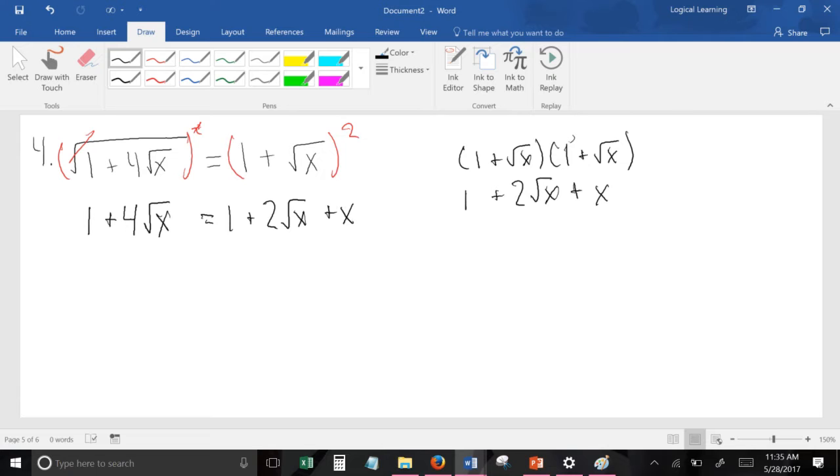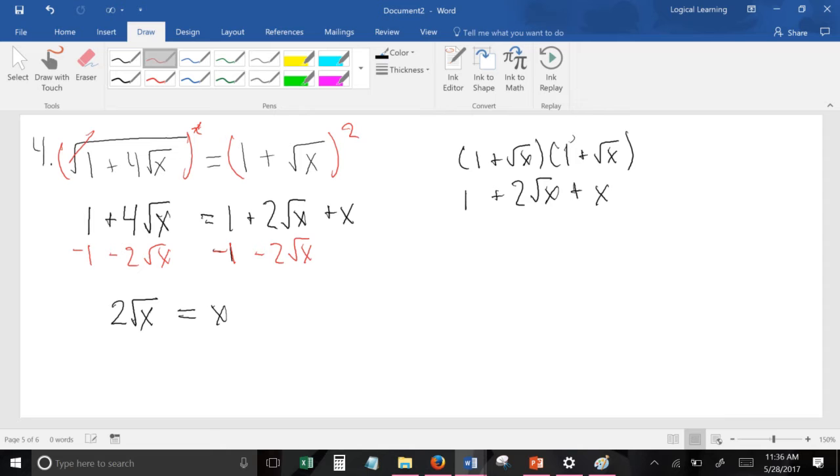Now we can see if we subtract 1 from both sides, that our 1's are going to cancel out. And then if we subtract 2 root x from each side, on the right our 2 root x's will cancel out. 4 root x minus 2 root x is just like we can take the root x out of that, and it's just 4 minus 2, which is going to give us 2, and then multiply that root x right back through, and we get 2 root x. Here, our 1's cancel, our 2 root x's cancel, and we get equal x.